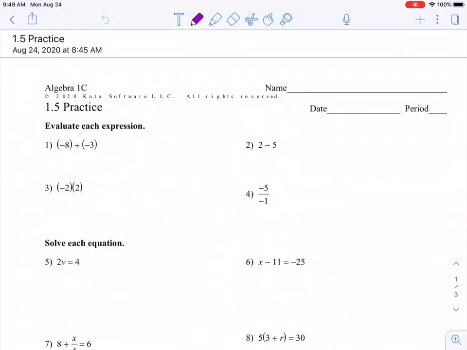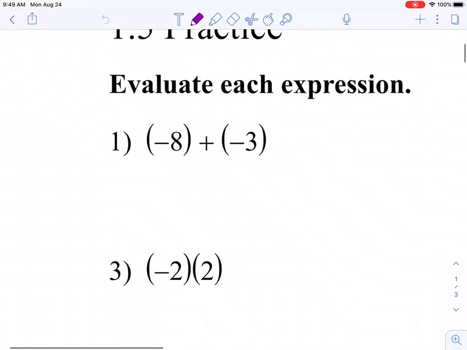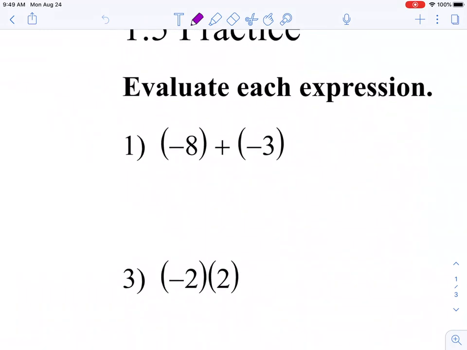All right, 1.5 practice. We'll be continuing graphing systems of equations to solve. But starting with some warm-up problems here, we are looking to combine a -8 and a -3. The signs are the same. So that means we are going to add them, 8, 9, 10, 11, and then keep the sign.